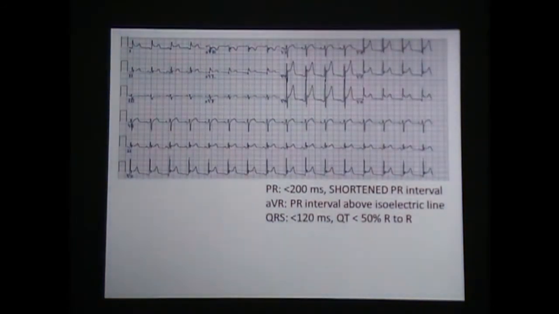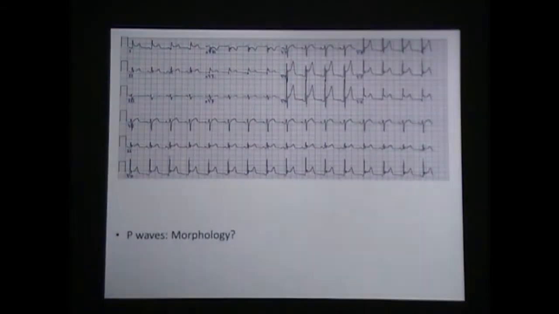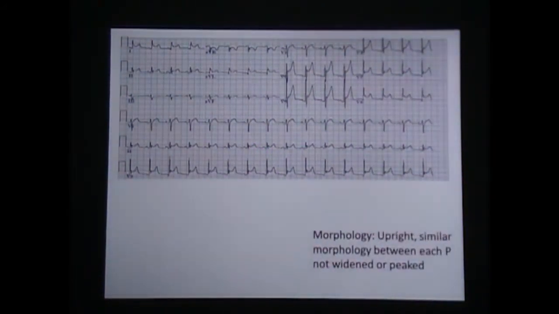QT. If we look at lead 2 again, I take my R, find the end of my T wave, and that's less than half, good to go. Okay. P wave morphology. Again, I would look probably in 2. Looks pretty similar. Is it rounded or is it peaked? Is it widened? Not really. Okay. Upright, similar morphology, not widened, not peaked. It's good.